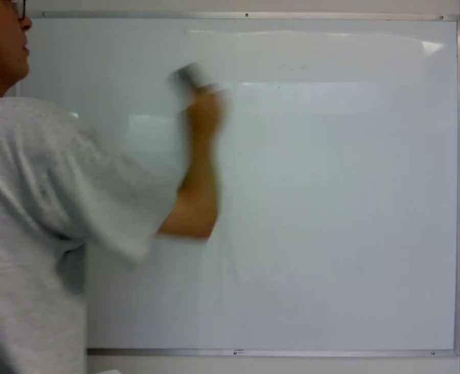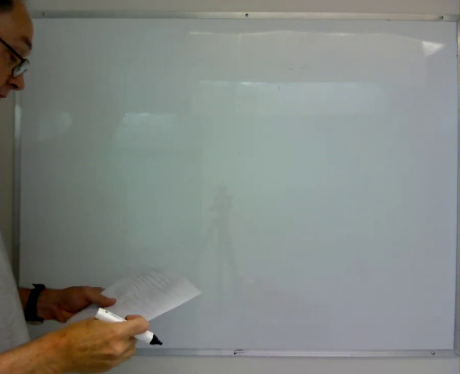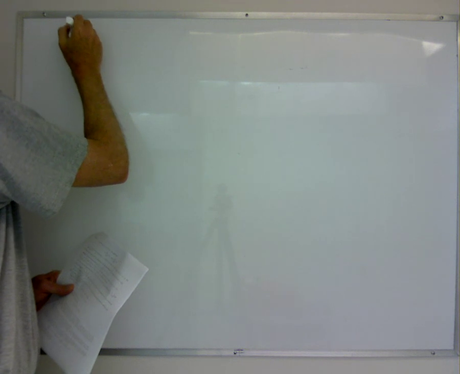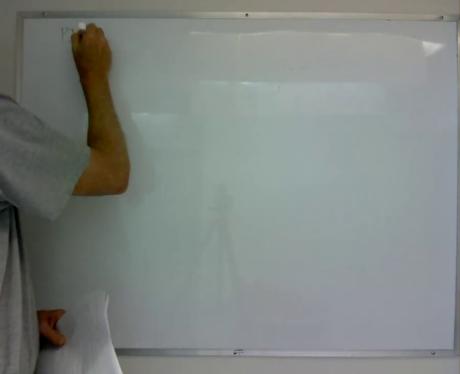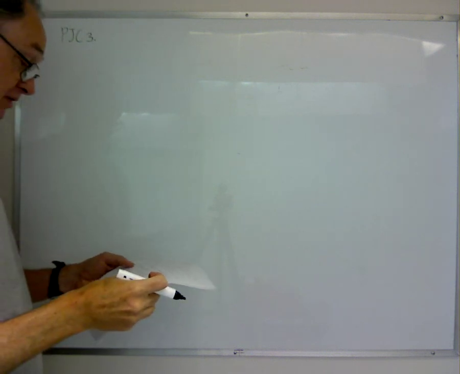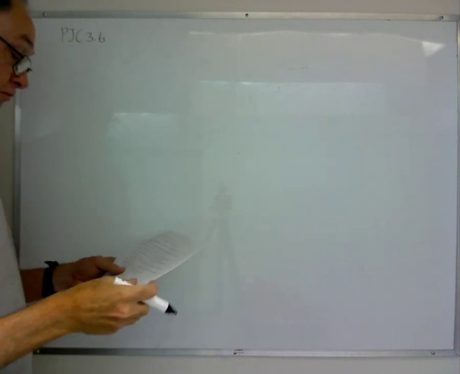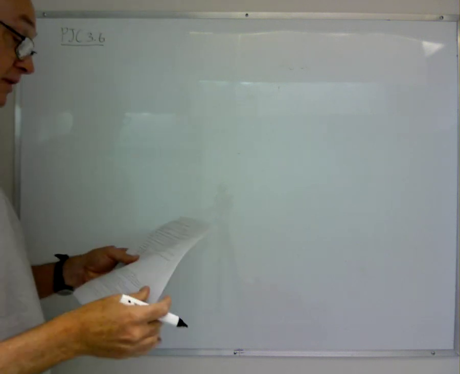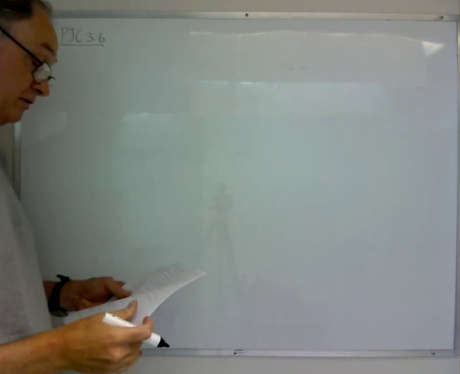So the next problem I want to do is in chapter 3 from Cameron. So PJ. Chapter 3, and this is number 6. So the question says you can assume without proof, and of course this is Lucas' theorem.